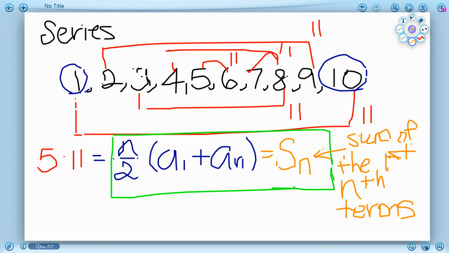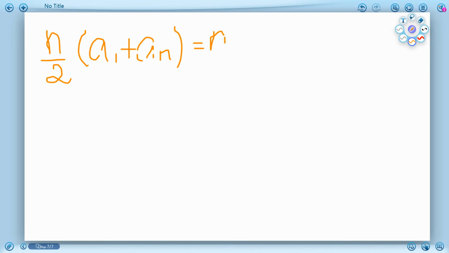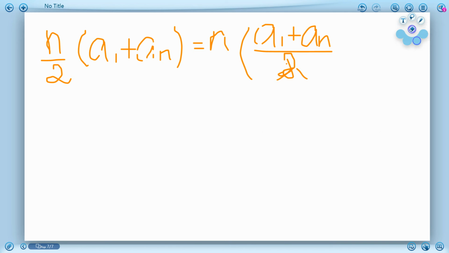In our class, I also told you that I'm just going to go to a new page and show you what we had in class. So the first equation that we had was this right here. S sub n is equal to n over 2 times a sub 1 plus a sub n. But this is the same thing if you look in your book. The book's going to say n times a sub 1 plus a sub n, over 2.